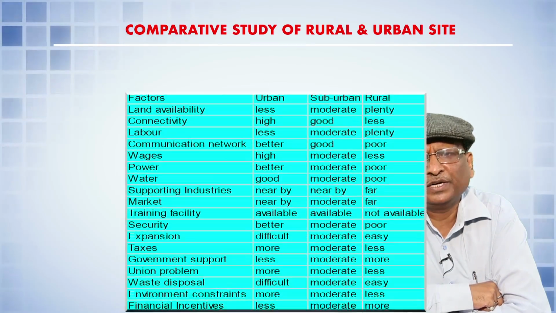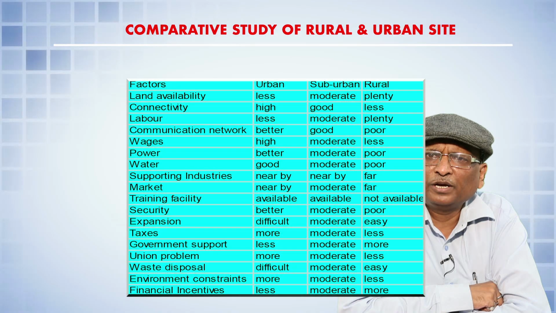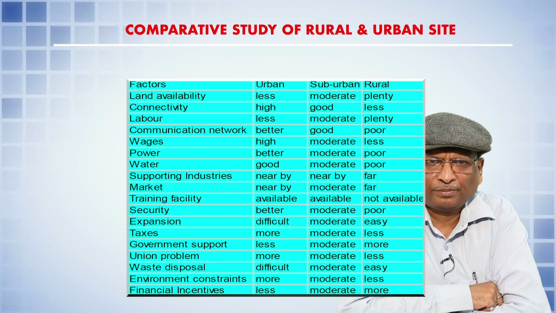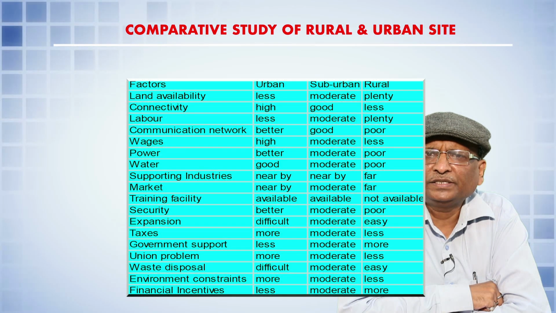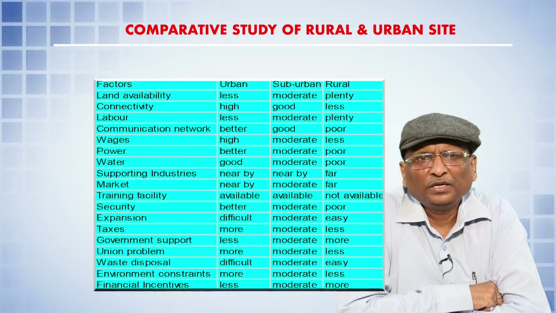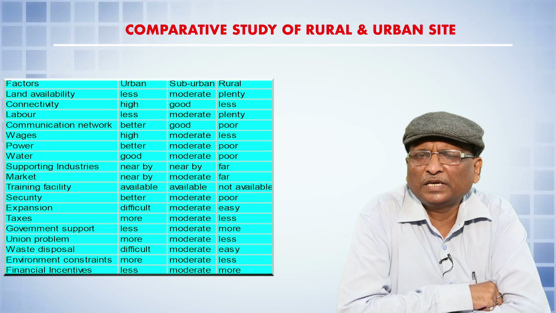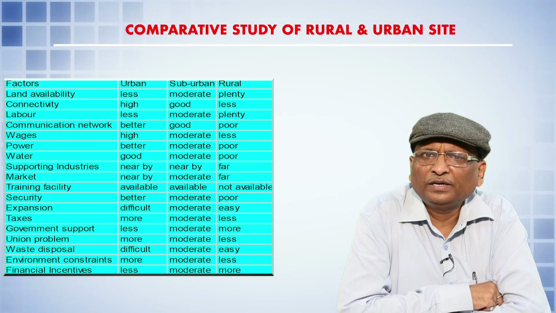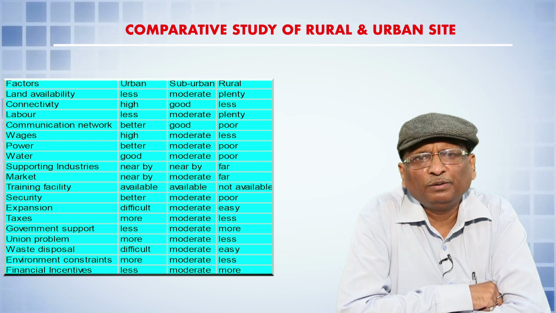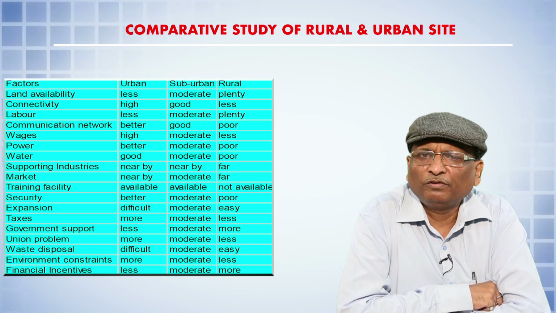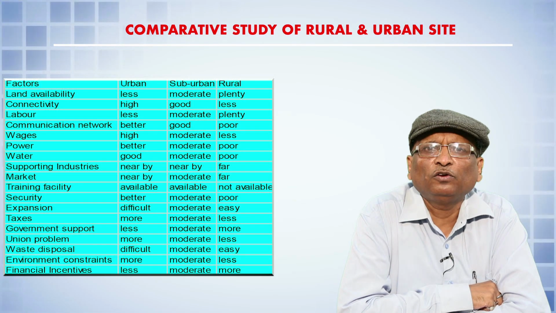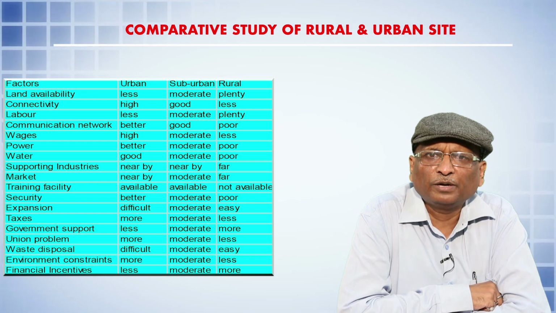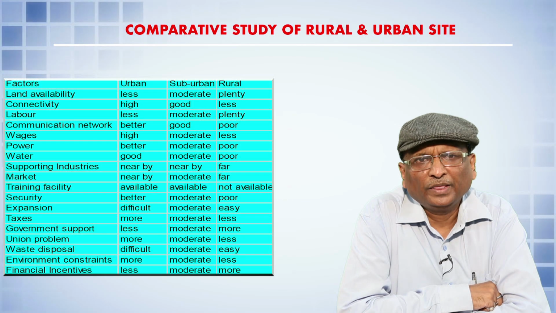You have to give due consideration to it while making a decision for a plant location. Now, this is a comparative study of rural, suburban and urban sites. On the left side we have given several factors, on the right side we have made a comparison. The factors which we have discussed, just like land availability: in the case of urban, land availability is less or it will be at a higher cost, while in the case of rural you will find plenty of land, while in the suburban area you will find moderate.